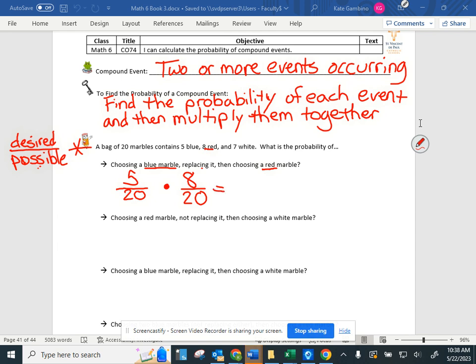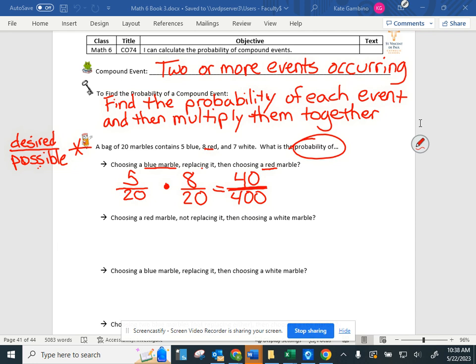So remember, when we multiply fractions, we multiply across. So 5 times 8 is 40. 20 times 20 is 400. So now I want to put that as a probability, as a percentage. So if I do 40 with my fraction bar, meaning division, 40 divided by 400.